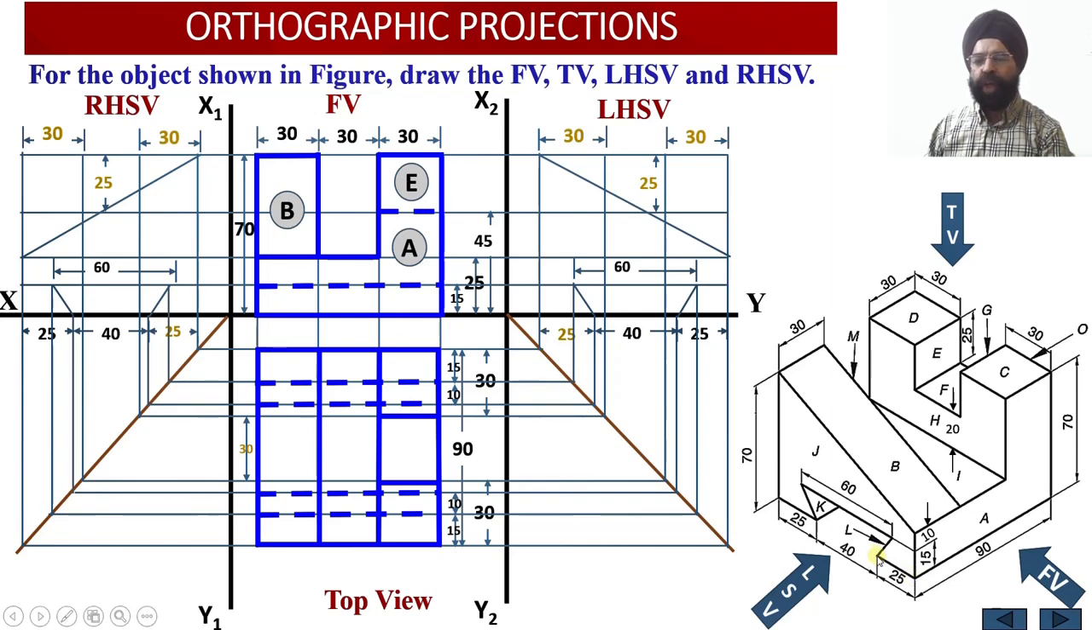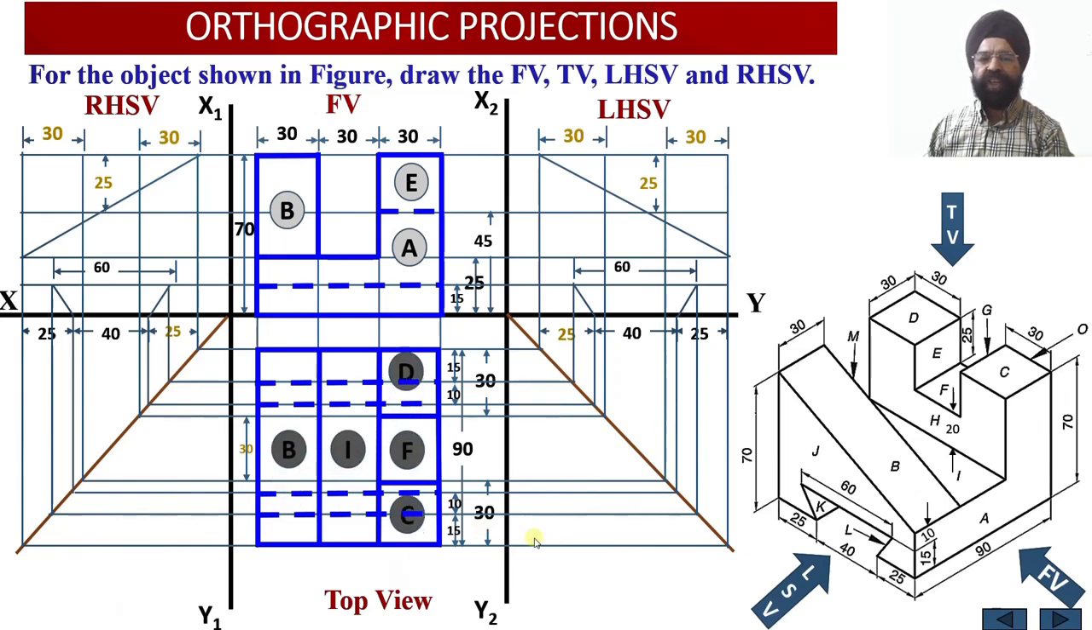Similarly on the front side, here we have this distance of 25 millimeter. So this is the bottom edge over here of the angular slot. This is the dotted line corresponding to the bottom edge of this angular slot, and similarly this one is the dotted line corresponding to the top edge of this angular slot. So this completes the construction of the top view of this particular solid.